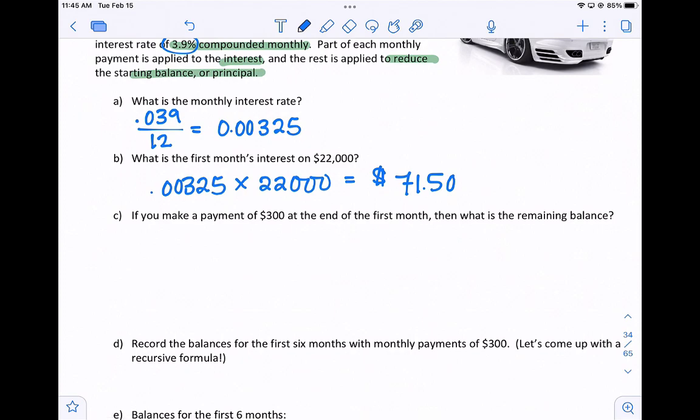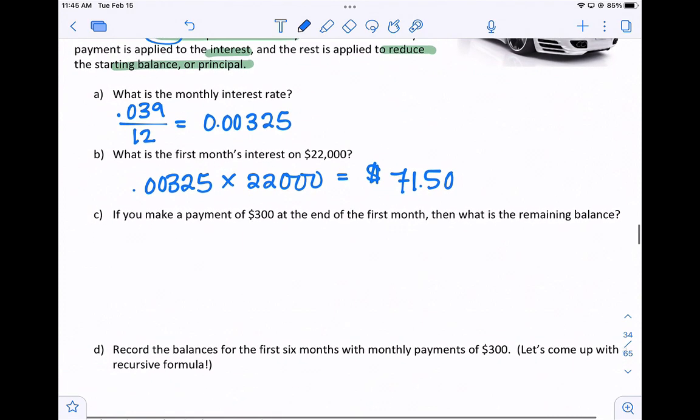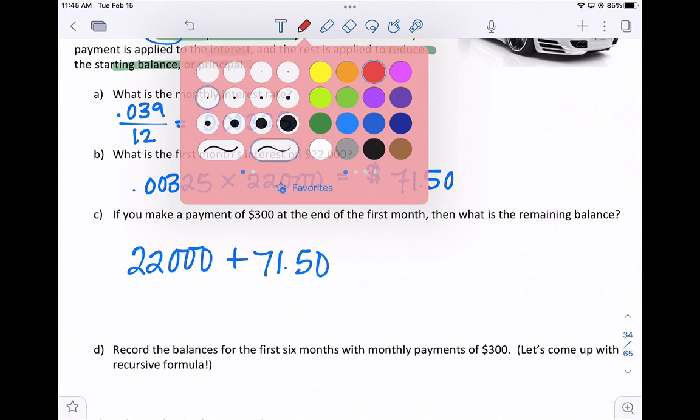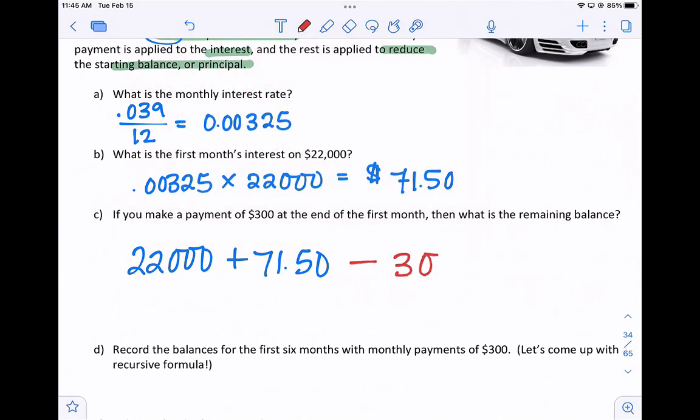Okay, so what we're going to do is write an equation to figure out the remaining balance. Okay, so here we go. We have that $22,000 that we owe plus the interest. Okay, so you took out the loan. They're charging you 3.9% interest compounded monthly. So now you owe $22,071.50. But then you're making a payment of $300.